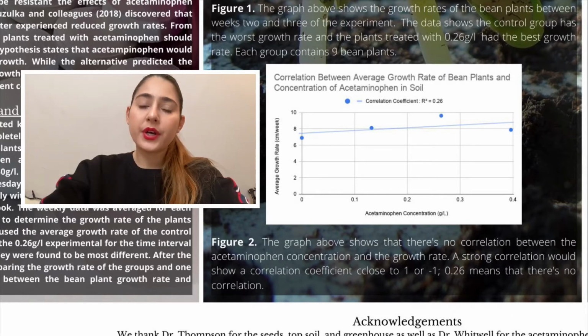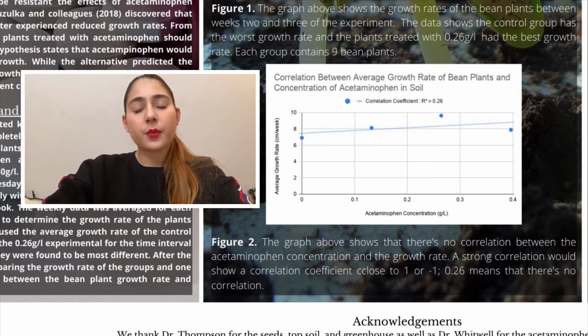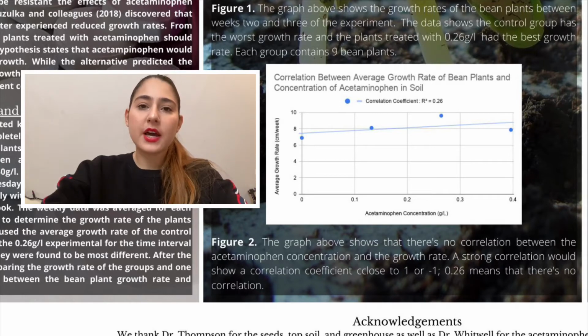So the first point is going to be the control group at 0 grams per liter, and the next 3 groups are our experimental groups. So we have 0.13 grams per liter, 0.26 grams per liter, and 0.4 grams per liter respectively. With this graph, we found our correlation factor to be 0.26.